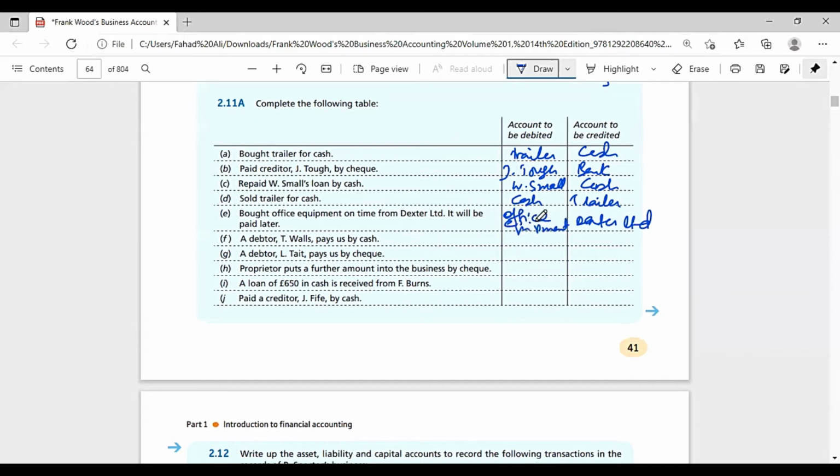A debtor T Walls pays us by cash. So debtor T Walls is credited and cash is debited. A debtor L Tate pays us by check. Bank is debited and L Tate is credited. Proprietor puts a further amount into the business by check. So capital it is, right? Yes, it is capital. So debited is bank and credited is capital.